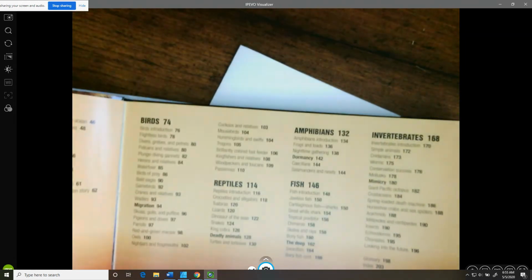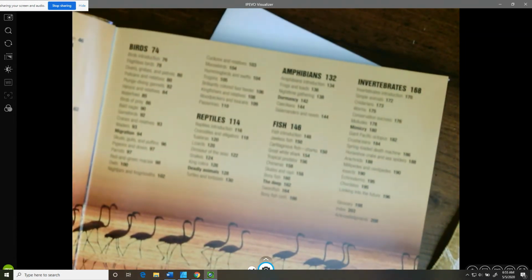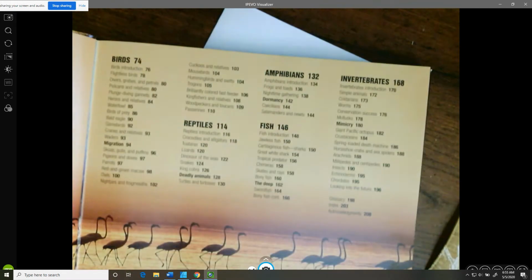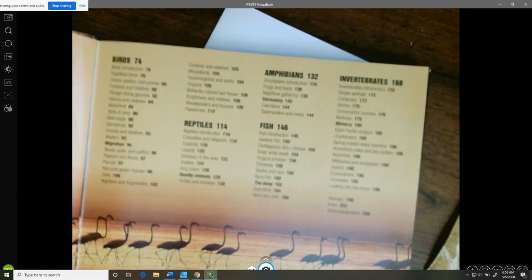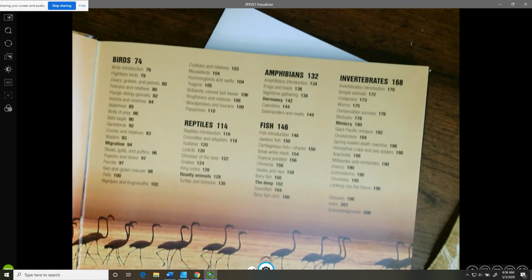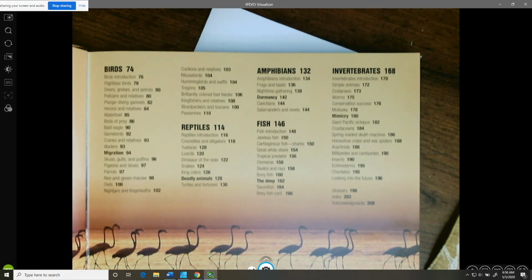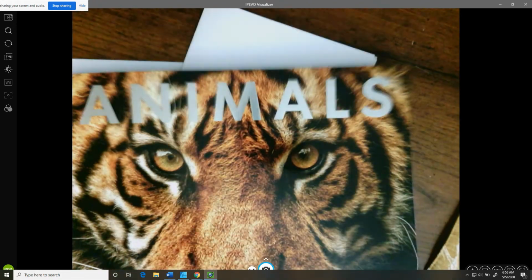Nonfiction writing is awesome that way. You can determine what you want to read, and you don't have to read the whole book if you want to just learn about snakes or you just want to learn about turtles. So this is a great way to let your reader know where to find the information they're looking for. So we're going to do that for our book as well.